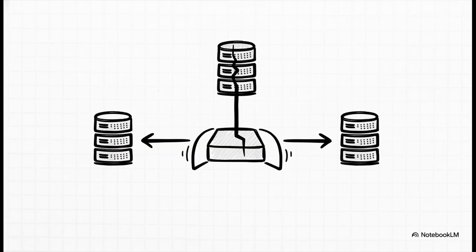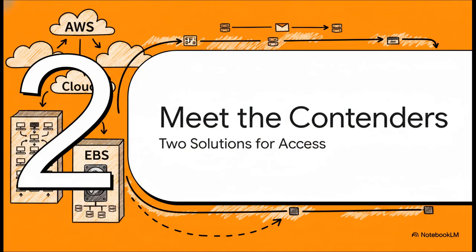Okay, so here's the classic setup. An Elastic Block Store, or EBS volume, is basically like a virtual hard drive that you plug into a single server. It's super fast, it's direct, but it's a one-to-one relationship. And right there, that's your bottleneck. It creates a single point of failure and makes it really tough to scale out. So how does AWS get us around this problem? Well, they've got two very different solutions for this whole shared access challenge.